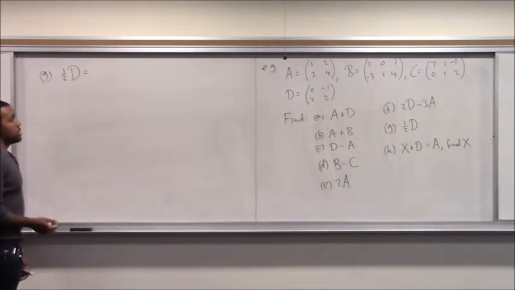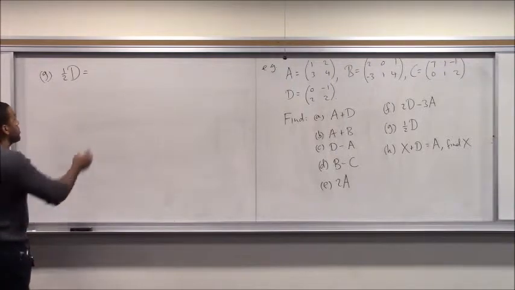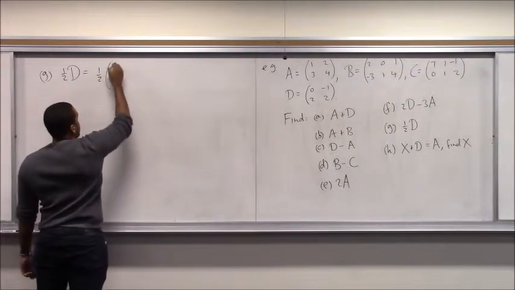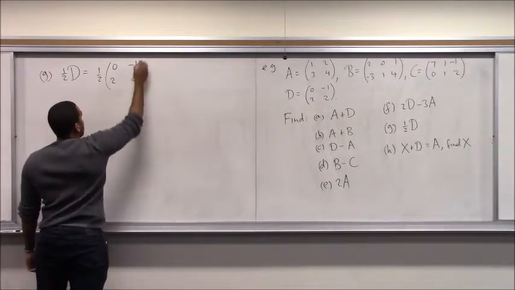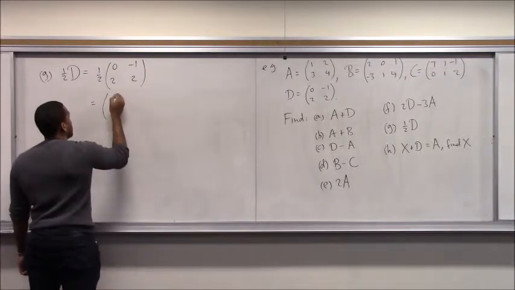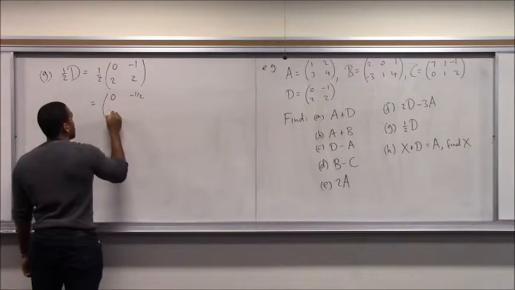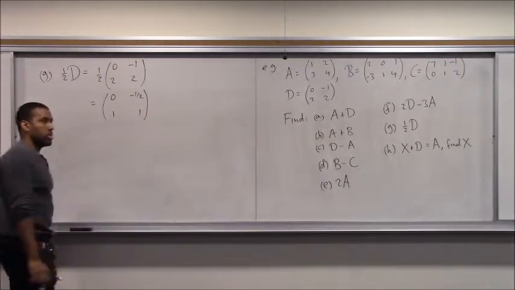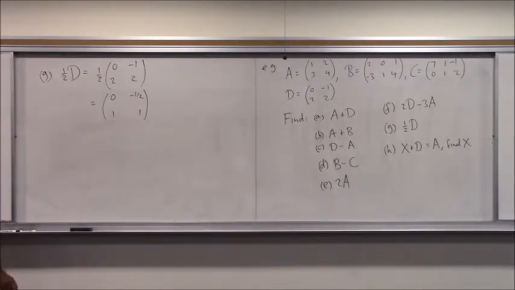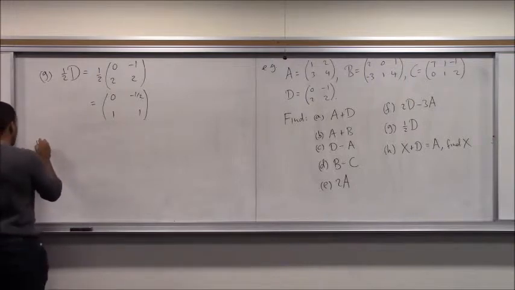So half D, what does that mean? So you're multiplying half by 0, negative 1, 2, 2. 0, negative 1.